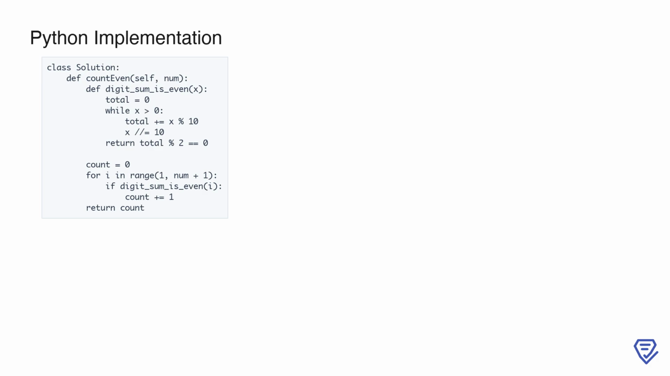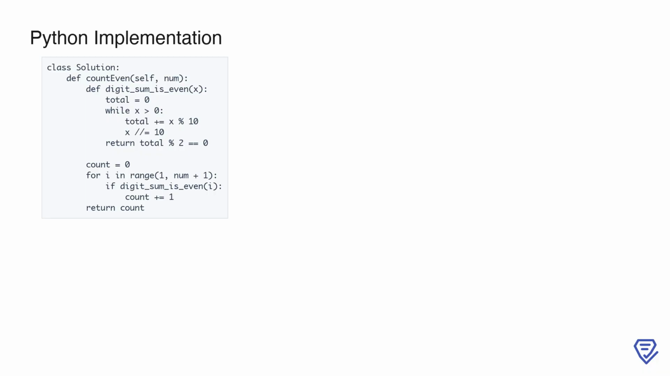We use a while loop to repeatedly extract the last digit, using x % 10, and add it to total, then remove the last digit, using integer division x //= 10. After processing all digits, we check if total % 2 equals 0 to determine if the sum is even.